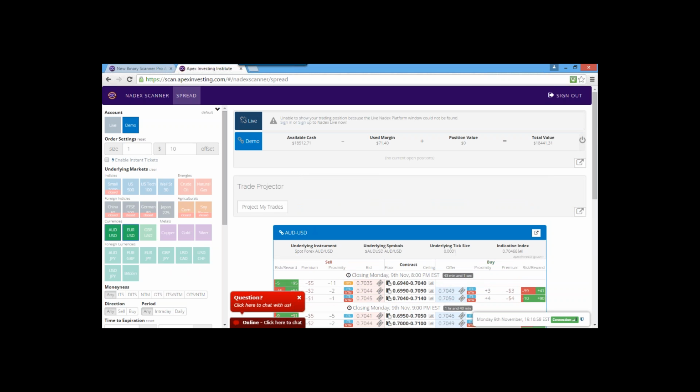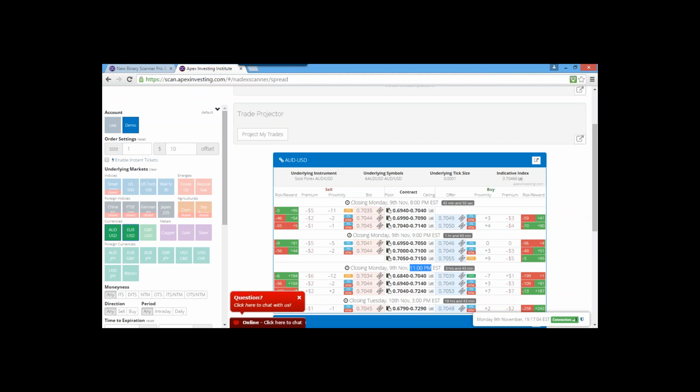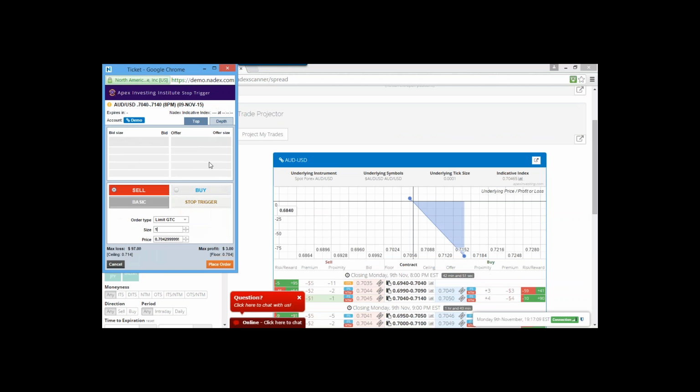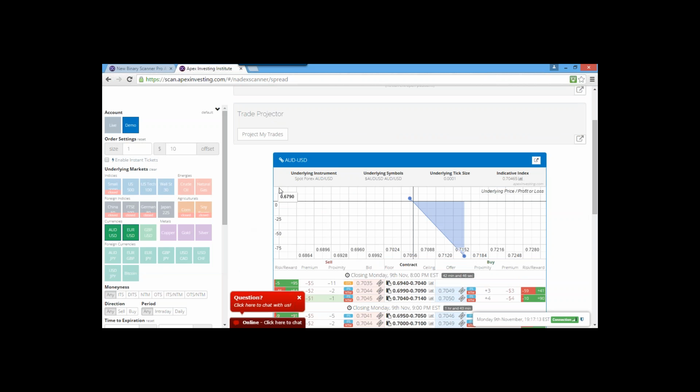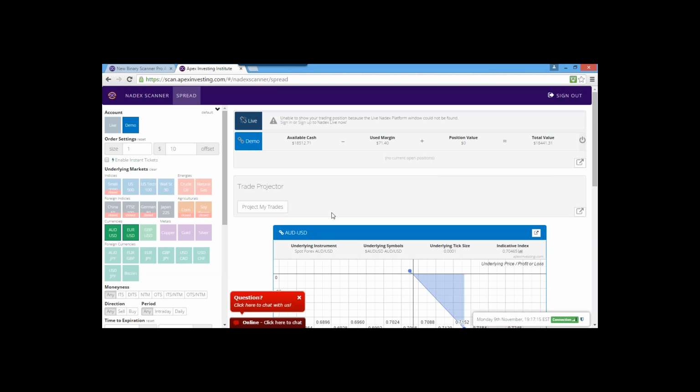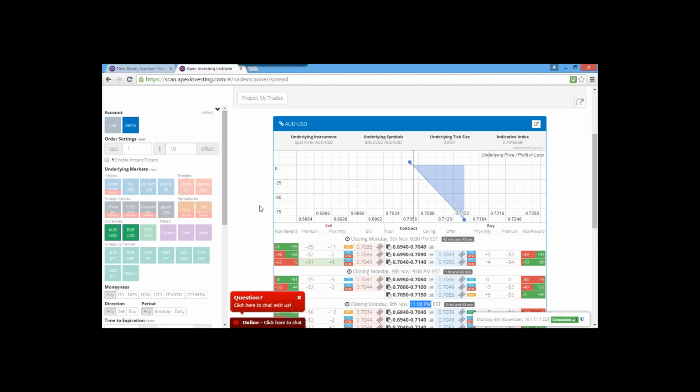I can log in on another browser into my demo or live account and have access to it. And I can straight from the scanner click this ticket, boom, pops up a ticket, places my order. Done. All in one place, instead of having to go back and forth all over the place.